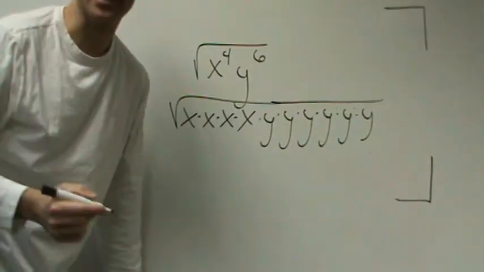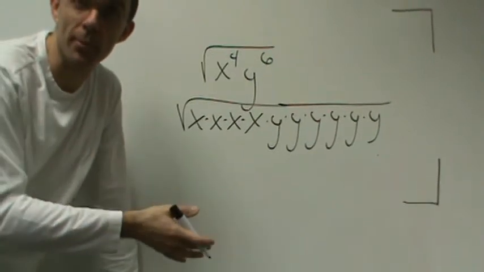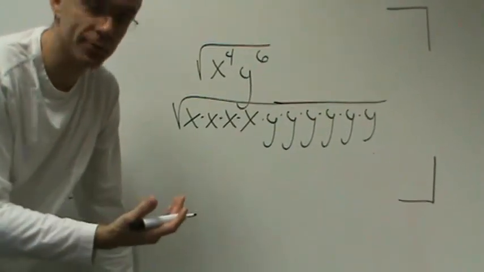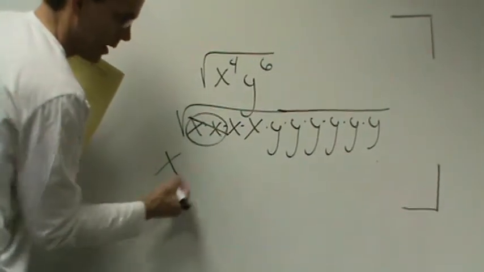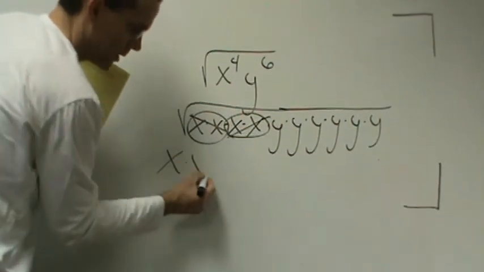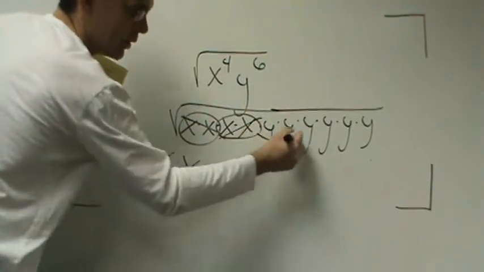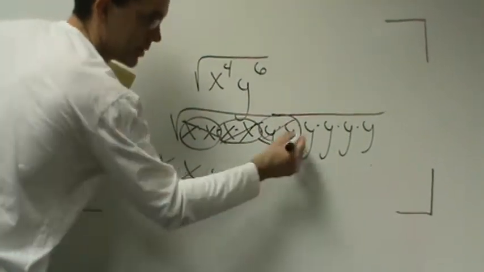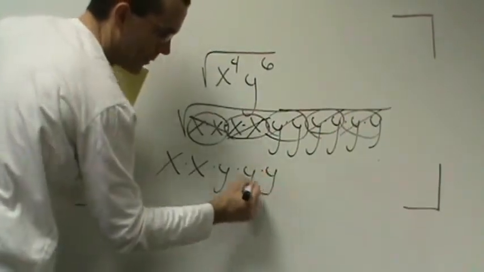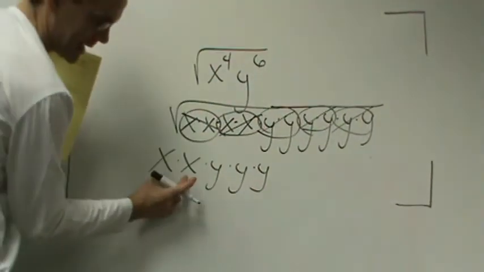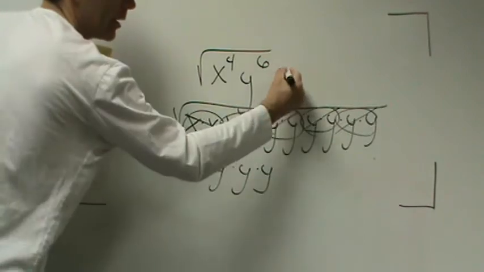And then it's the same technique as what we did with just numbers on Friday. Whatever you have 2 of. So if I have 2 x's, cross them out, pull 1 out. 2 x's again, pull 1 out. 2 y's, pull 1 out. 2 y's, pull 1 out. 2 y's, pull 1 out. Nothing left on the inside. I have x squared and y cubed.